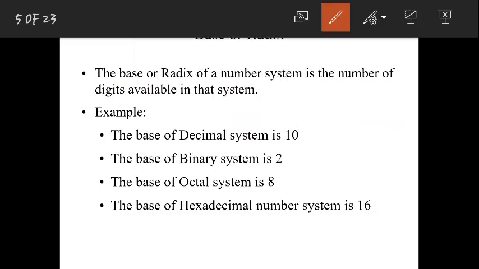If you take a decimal system number, the base will be 10. If you take a binary system number, the base will be 2. If you take octal, the base will be 8. If you take hexadecimal, the radix will be 16.